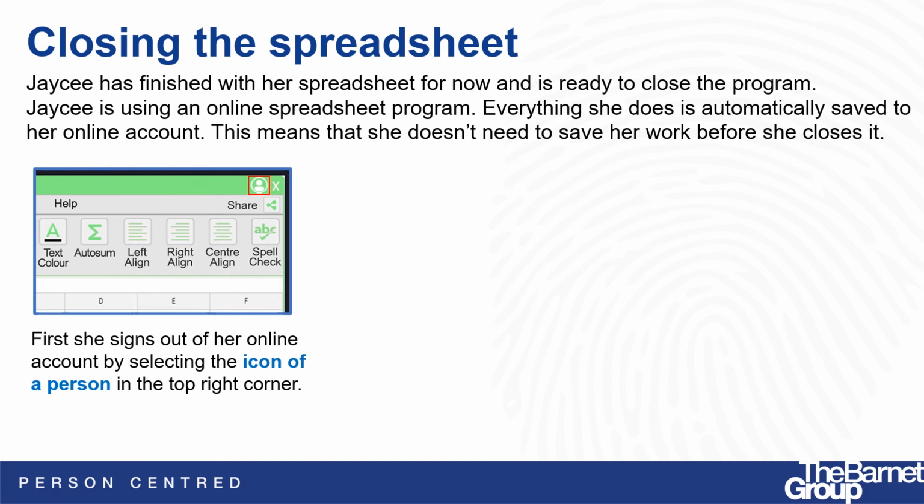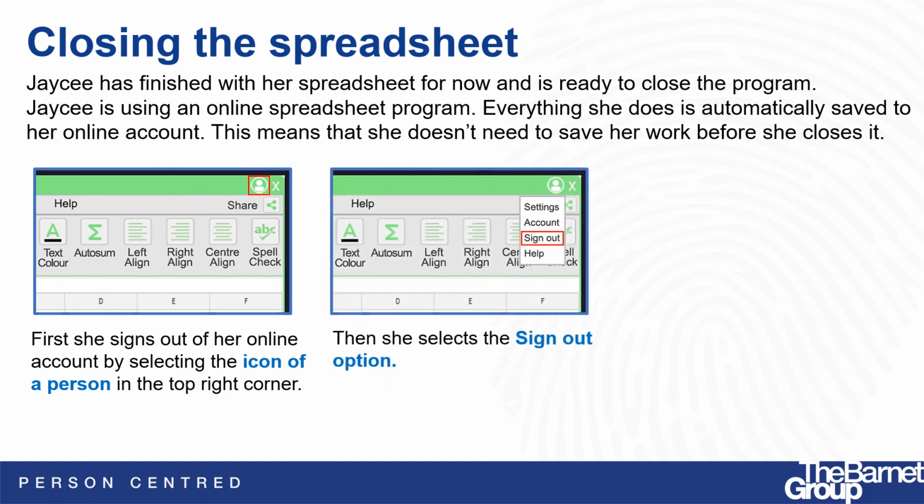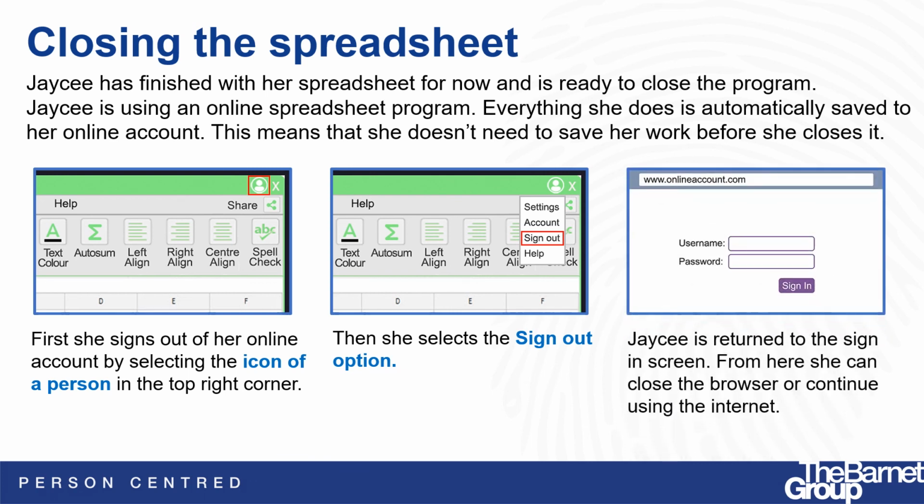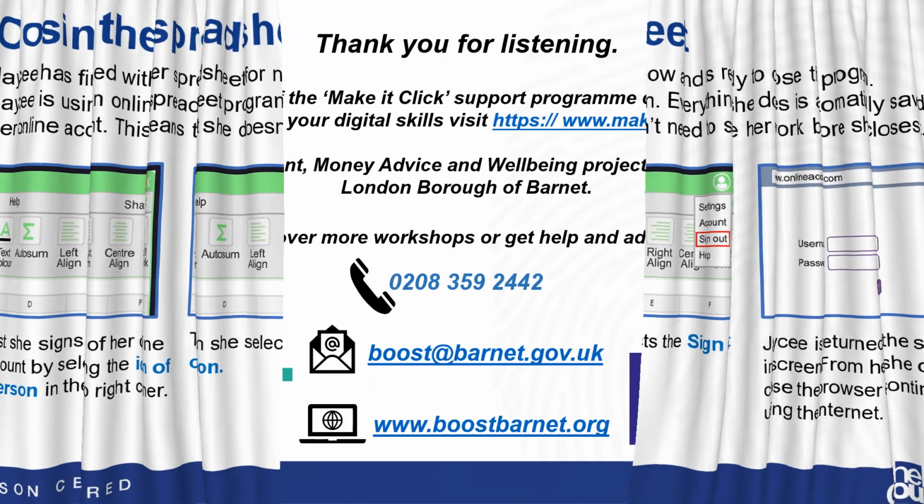First, she signs out of her online account by selecting the icon of a person in the top right corner. Then she selects the sign out option. JC is returned to the sign in screen. From here she can close the browser or continue to use the internet.